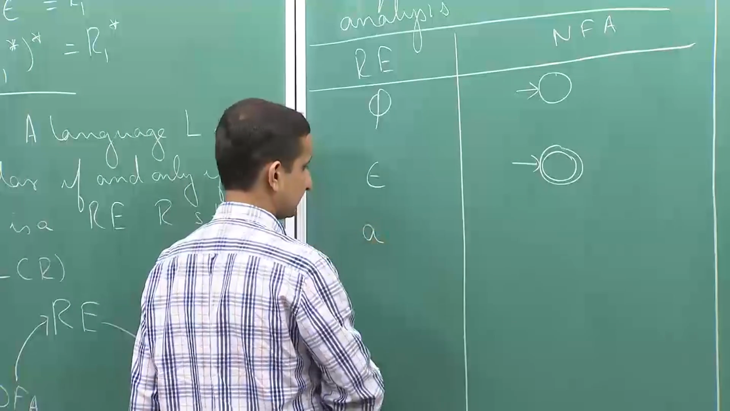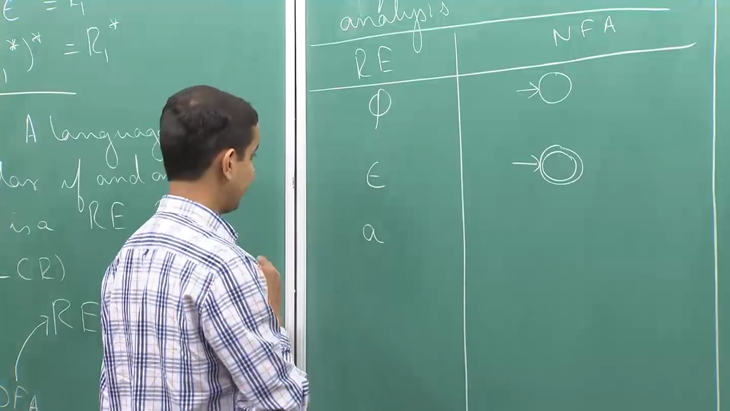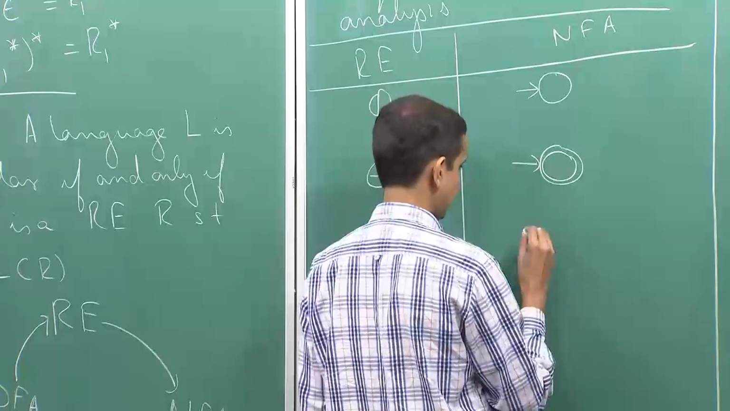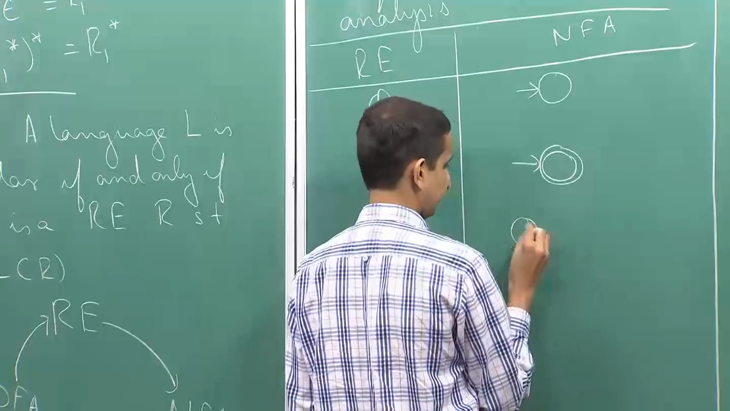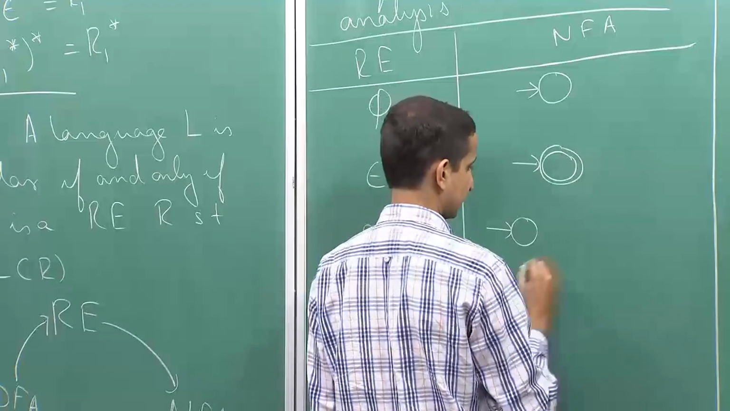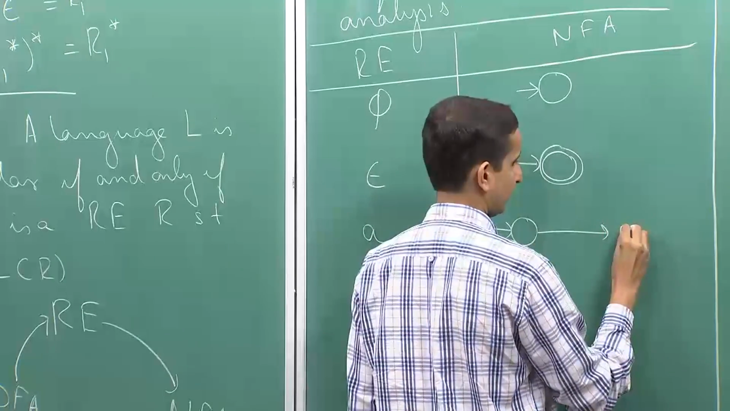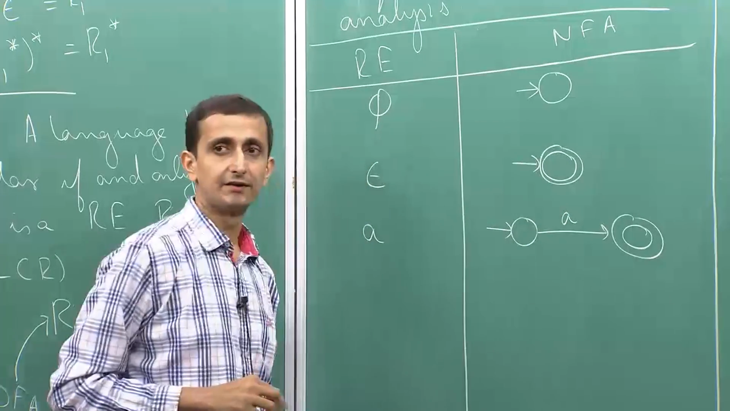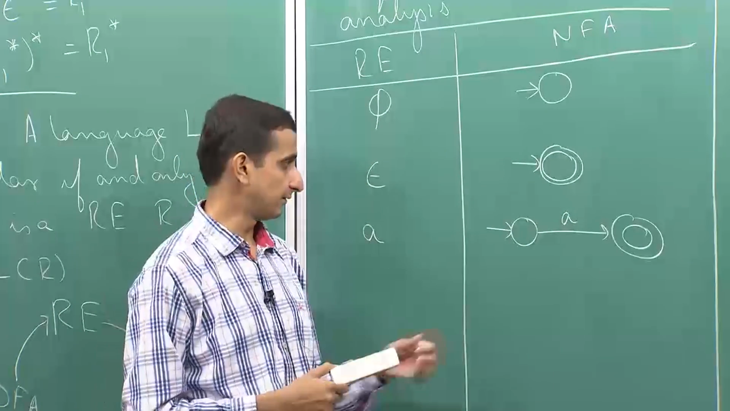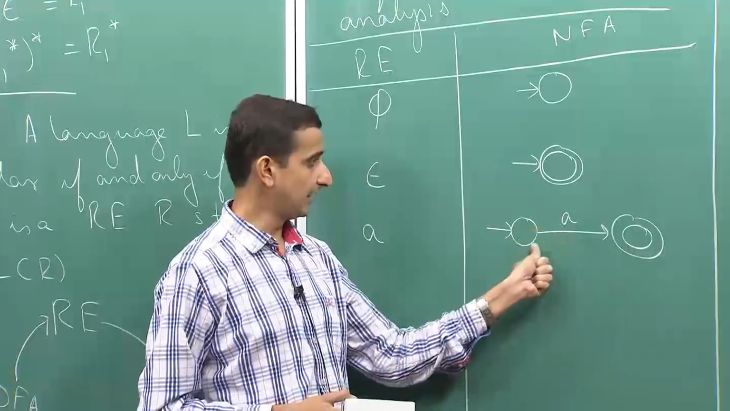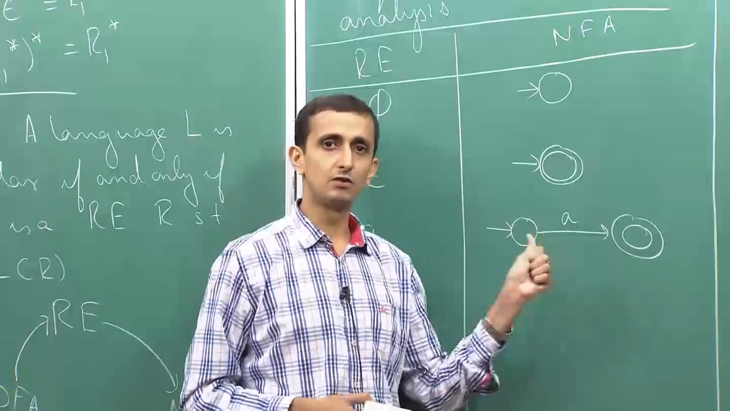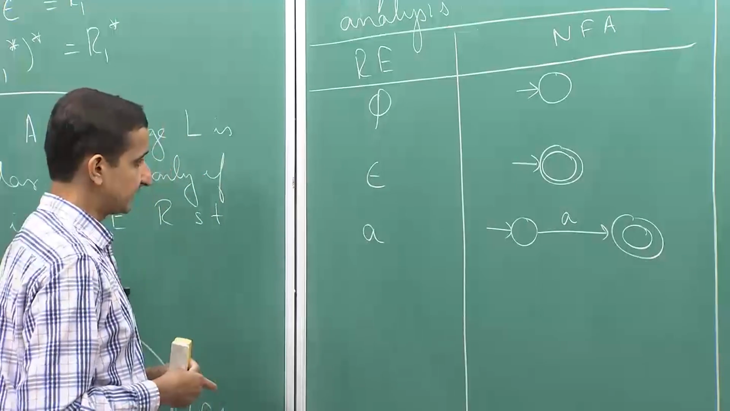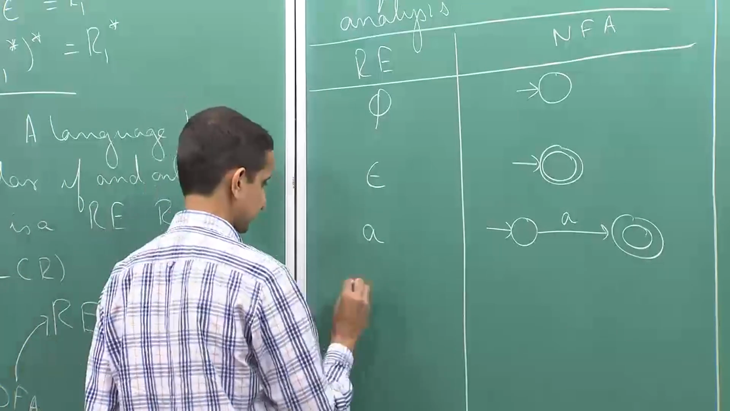If we have the regular expression A, for some symbol in the alphabet, then the NFA for it will be: we have a start state, and from that we go to an accept state with the label A on it. So, if we see the symbol A, it gets accepted, but no other symbol is accepted by this NFA. So, these are the base cases. Now, what about the inductive cases?